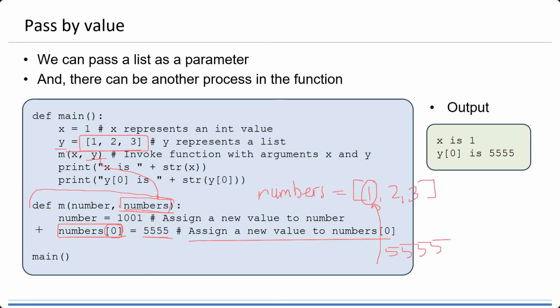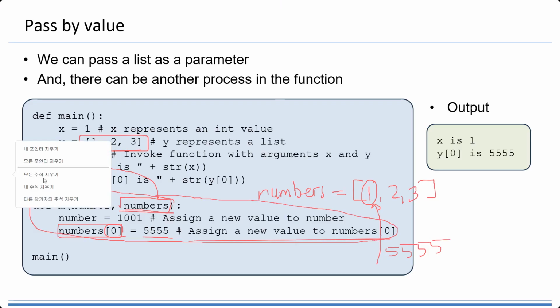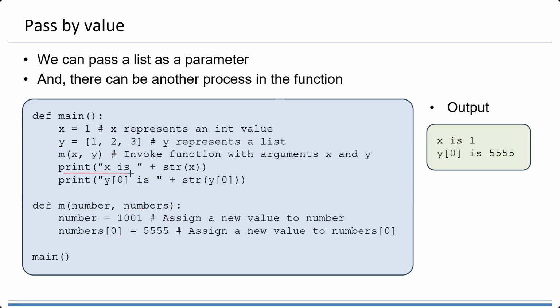So after we complete this function, we return back to the main function. In this function, we want to print x. X is originally 1. After we go into the other function, number, which is the x, has been updated into 1001. What about the result of x? Is it 1 or 1001?